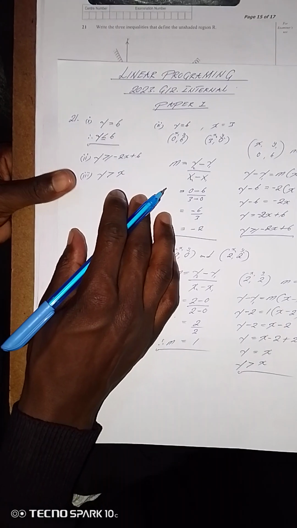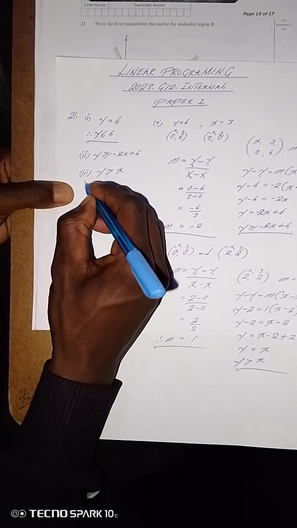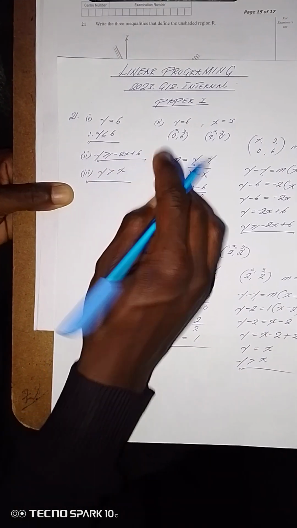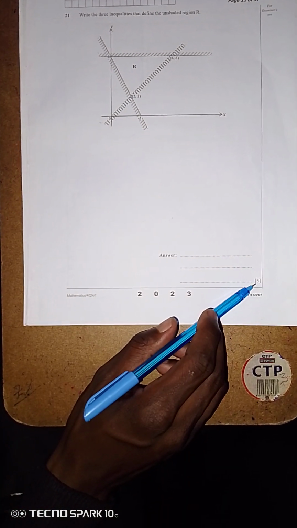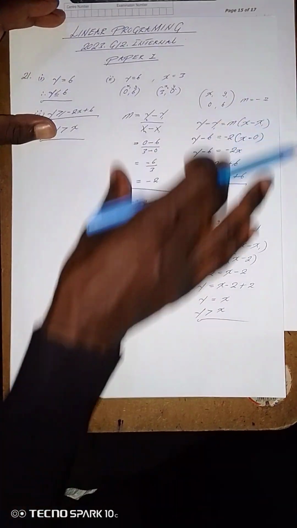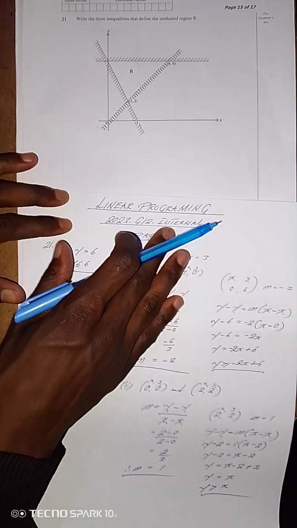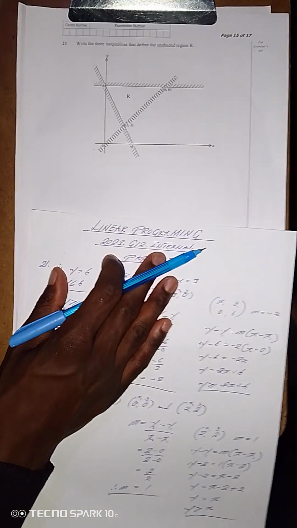So this is what they were looking for, 3 inequalities. So just by doing this, you get 5 marks, just the 3 of them. If you do this, you get 3 marks. So this is how it's supposed to be.